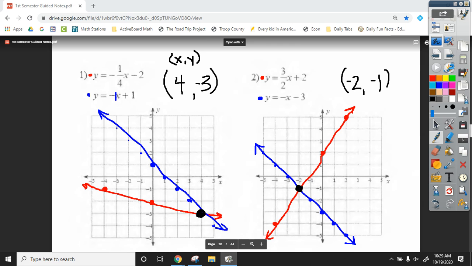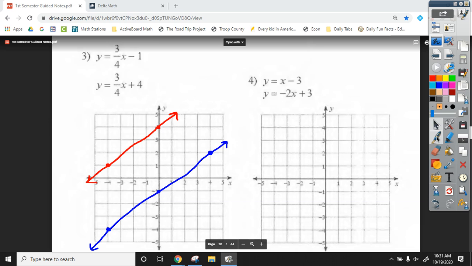Okay, go ahead and graph number 3 and number 4. Okay, so what's your answer to number 3? No solution. Because they never cross, they're parallel lines. Could you have known the answer to number 3 without graphing it? So without graphing it, all you had to do was look at the slopes. Since the slopes are both 3/4, you know that it's going to be a parallel line. It's going to be no solutions.